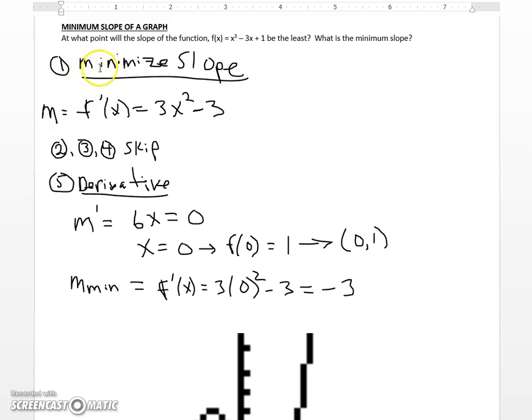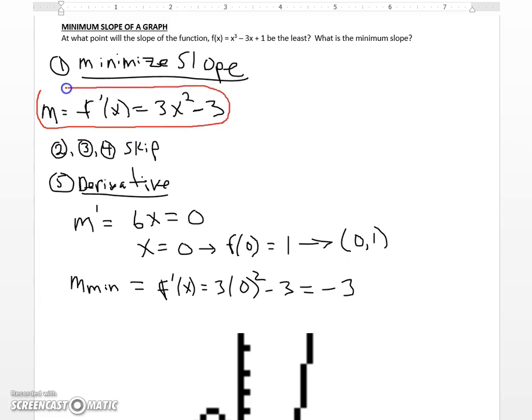So step one is we want to minimize the slope. So we have to come up with the slope function. Well, the slope of the graph, slope of the tangent line, is the derivative. So we simply take the derivative of the equation. So 3x squared minus 3.